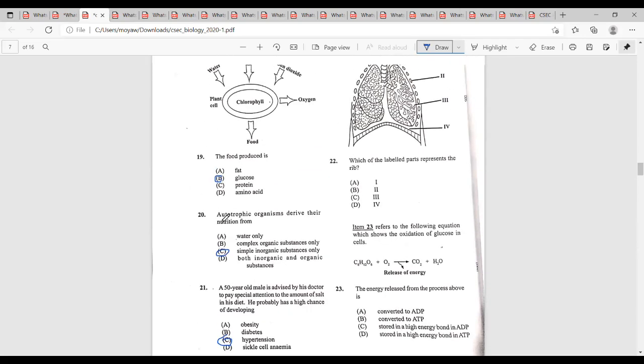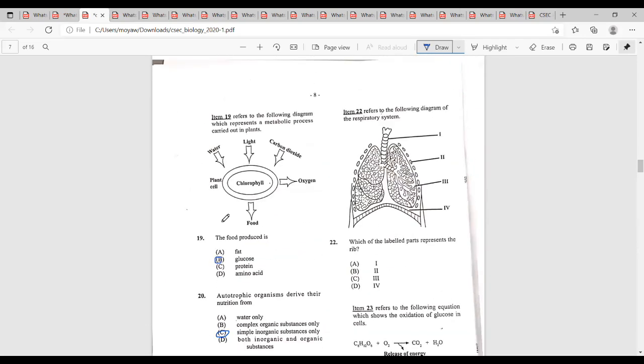So question 22. Items 22 refers to the following diagram of the respiratory system. Which of the labeled parts represent the rib? So the rib would have been 2. This is also a repeated question.